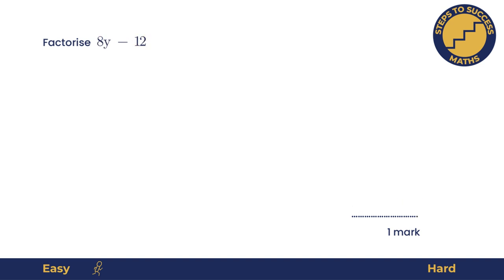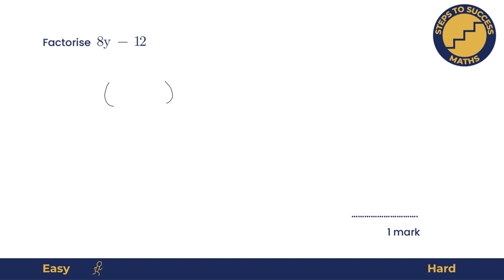Factorise 8y minus 12. So we can see that there's not going to be a letter, but there is going to be a number. So using brackets, what's the biggest number? And it's really important that you look for the biggest so that you have not just partially factorised. You want to make sure you get the mark for this. So the biggest number to go into 8 and 12 is 4.